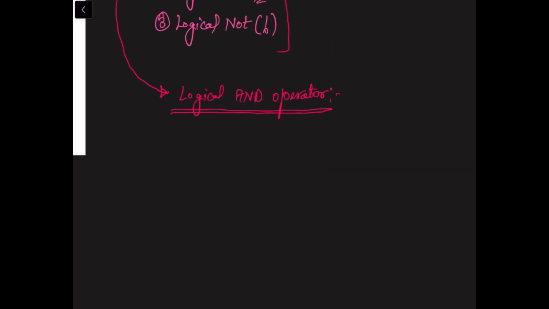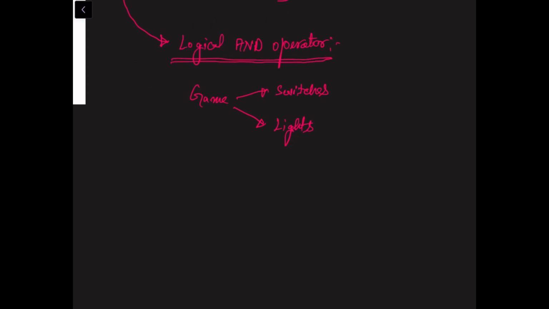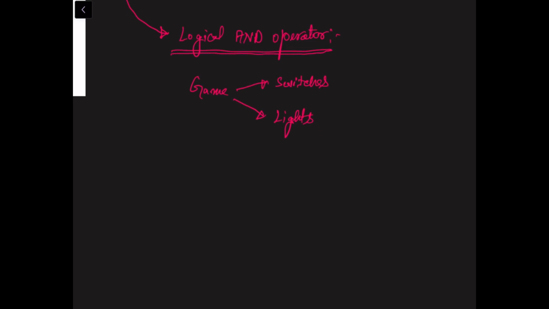Let's imagine we have a simple game with switches and lights, just for understanding. So in that, let me tell you how you can use logical AND operator. Imagine you have two switches, switch A and switch B. The light will only turn on if both switch A and switch B are turned on.